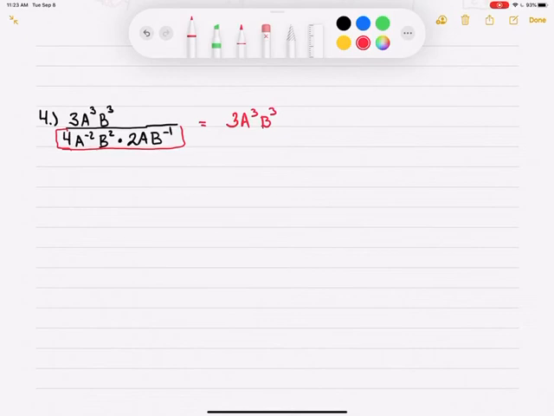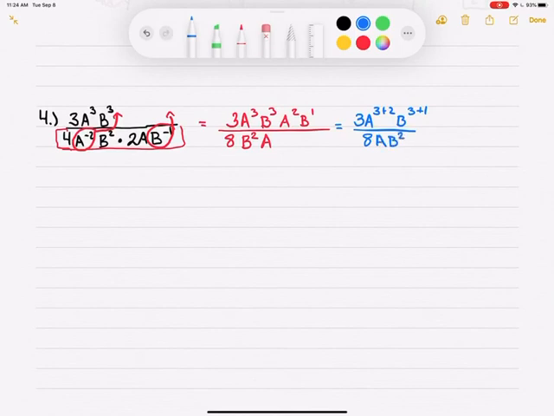In the denominator, 4 times 2 is 8. I have this a to the 2nd, which I know is going to need to be brought up. This b to the negative 1 is also going to need to be brought up. I still have b squared in the denominator, and I have a to the 1st. So in the numerator, I'm going to go ahead and combine everything. 3a to the 3 plus 2 power, b to the 3 plus 1 power, over 8ab squared. I just put everything in alphabetical order.